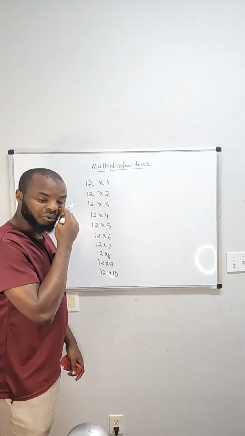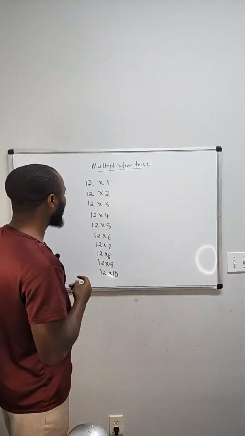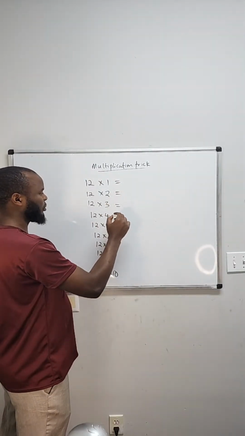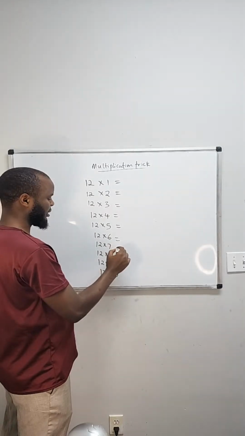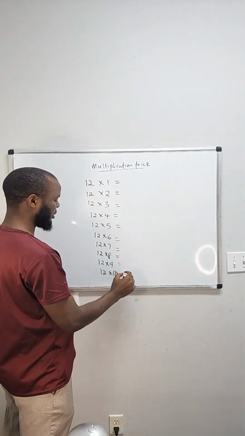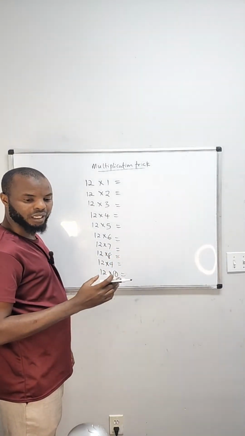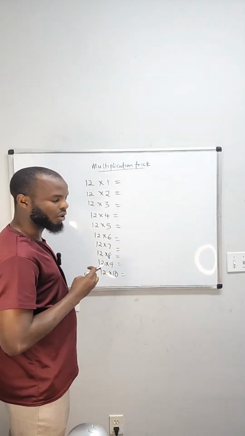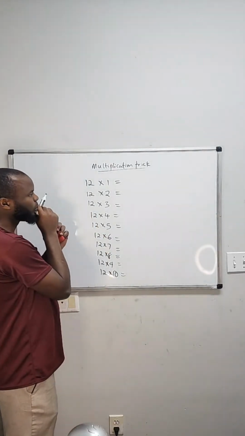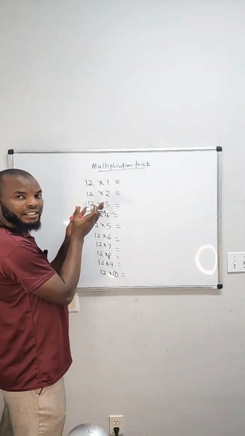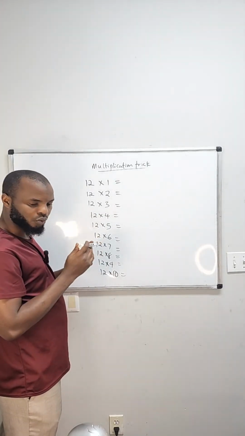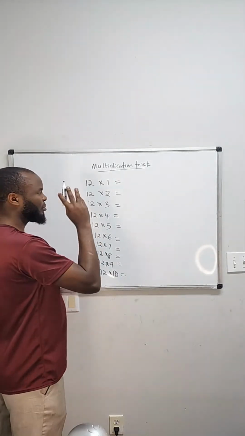There are several ways in which we can do multiplication. But for table 12, this is quite not easy. A lot of people can memorize this table 12. So for you to do this table 12, you don't need to memorize anything. What you just have to do is you write from 1 to 12 by skipping just two numbers.